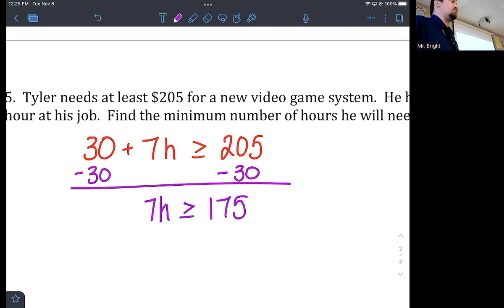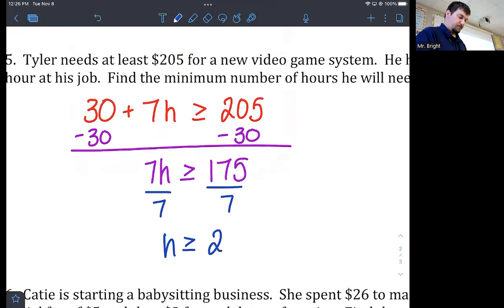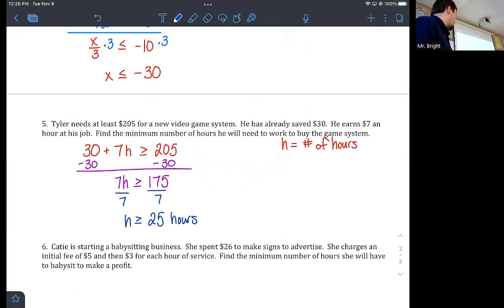Now he's making $7 per hour. How do I get rid of the 7? Kara? Yeah. See how many 7s go into 175? That's how many hours he's going to have to work. Divide by 7, divide by 7. Kara, what's 175 divided by 7? 25. And what did H represent? Hours, not dollars, right? Hours. So he's going to have to work at least 25 hours. That'd be the minimum number of hours until he saves up for that video game. That's assuming he doesn't do anything else to make money other than just working that job.